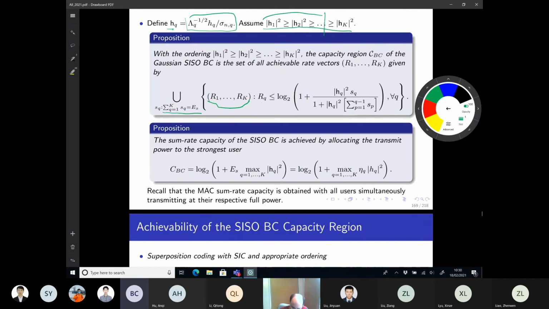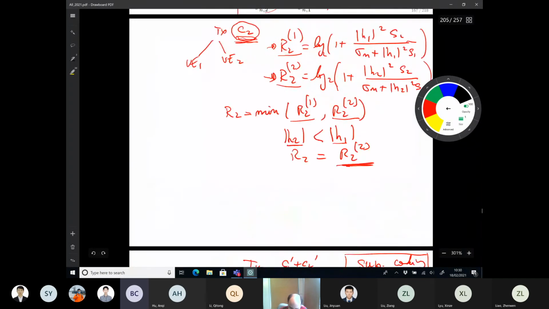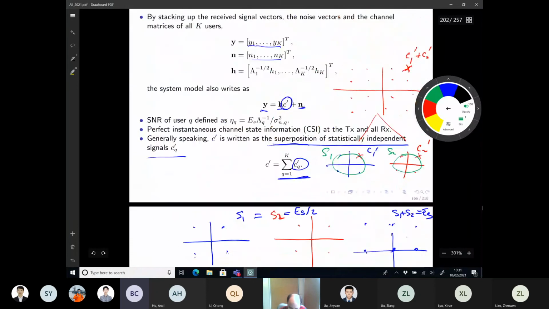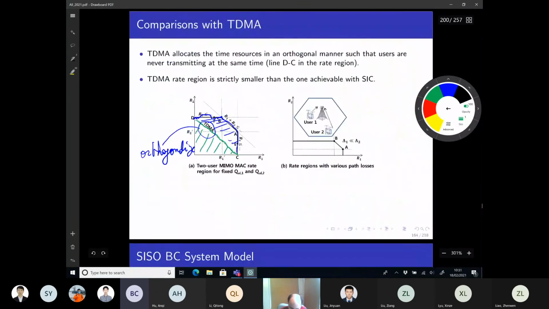Now, let me remind you of the sum rate capacity when we had the MAC, the SISO MAC, right? The sum rate capacity was here. Any point on this line was achieving the sum rate capacity. So any point on this line here is obtained by having multiple users transmitting at the same time, right? Whenever you're on this line here, multiple users transmit at the same time, right?